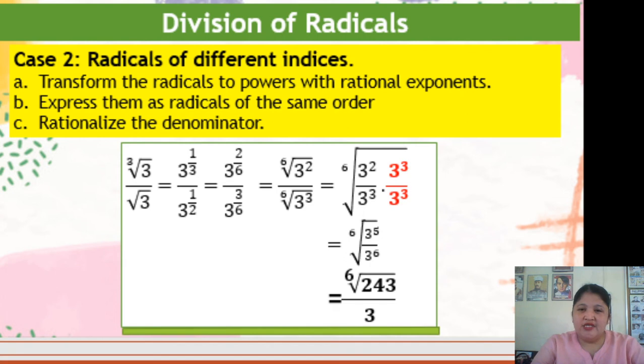And from the lesson earlier, I said that we need to free the denominator, so we use rationalization. So we multiply by 3 raised to 3 over 3 raised to 3. So we have now the 6th root of 3 raised to 5 over 3 raised to 6. Now, we need to free the denominator, so we use rationalization. So our final answer will be the 6th root of 243 over 3.